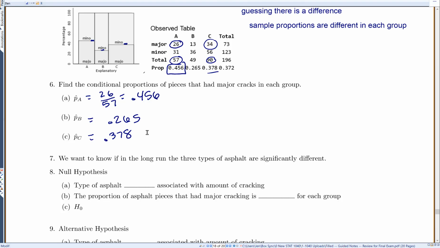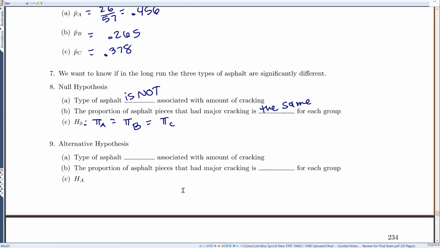But we want to know if in the long run, the 3 types of asphalt are significantly different. So our null hypothesis: the type of asphalt is not associated. The null is always that there's no association with the amount of cracking. Or we could say the proportion of asphalt pieces that had major cracking is the same for each group. That would make more sense if we wrote it in symbols. The population proportion with major cracking in group A would be equal to the population proportion in group B, and that would be equal to the population proportion in group C. We want all those population proportions to be the same in the null hypothesis.